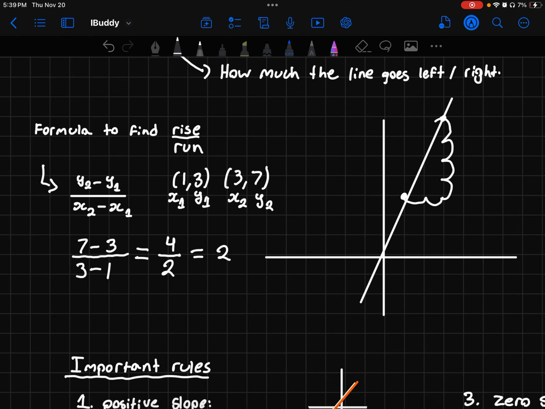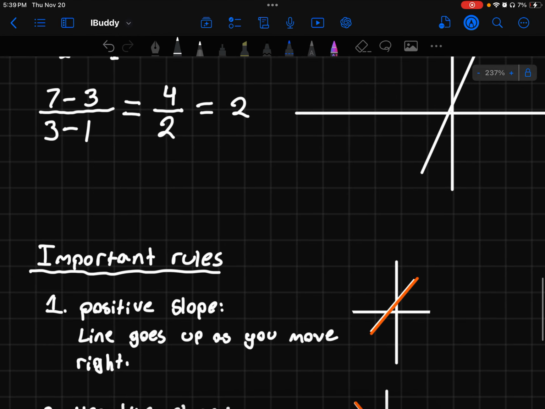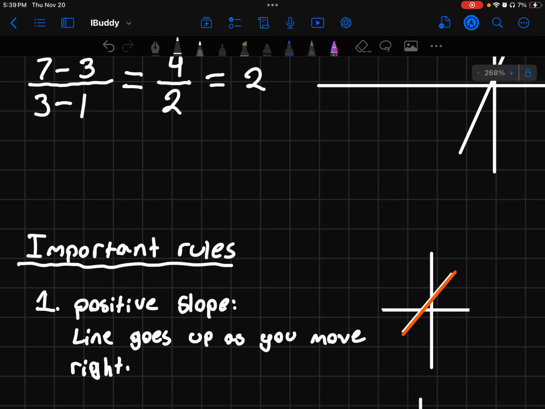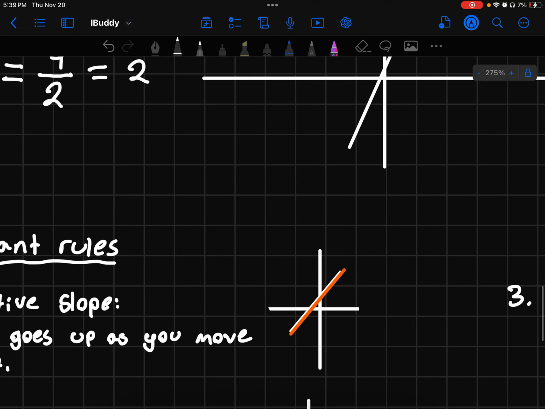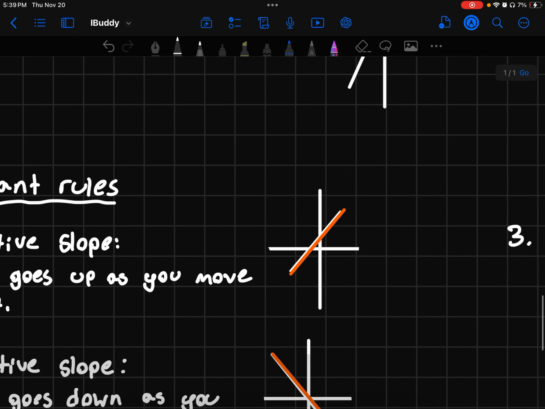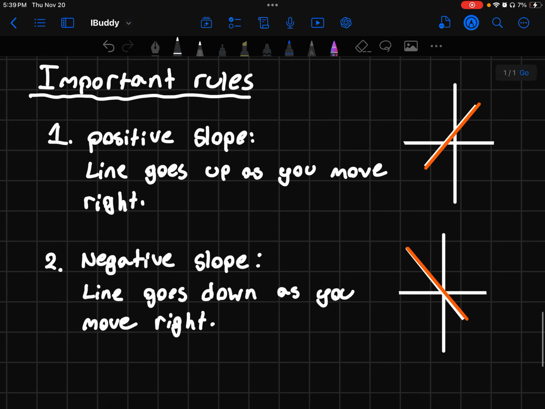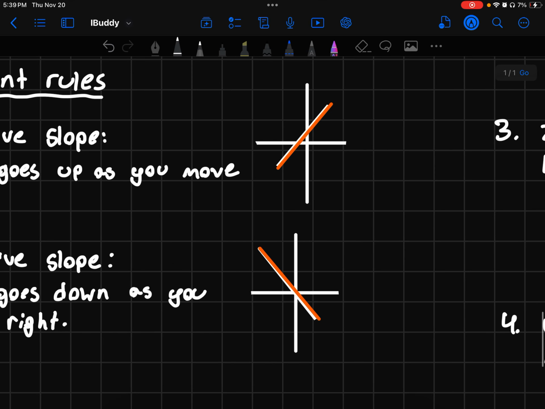So now there are also some important rules that you should know for this. The first one is positive slopes. A positive slope means that the line goes up as you move right. We can see that with this example right here. The second one is a negative slope. Lines go down as you move right. So we can see this example here.